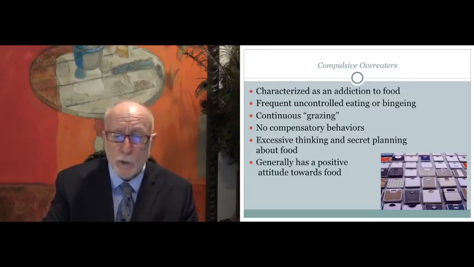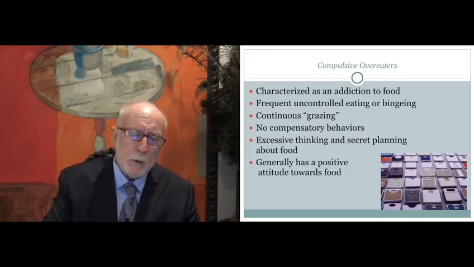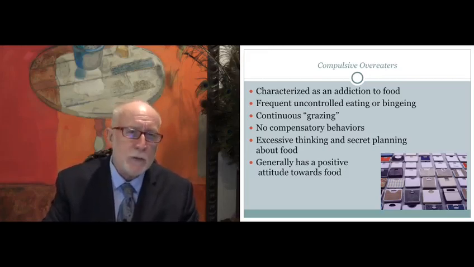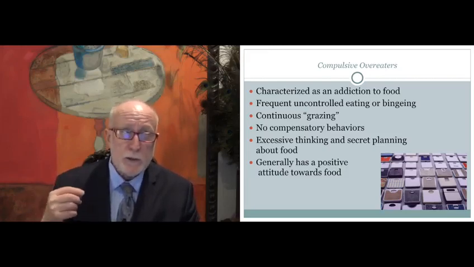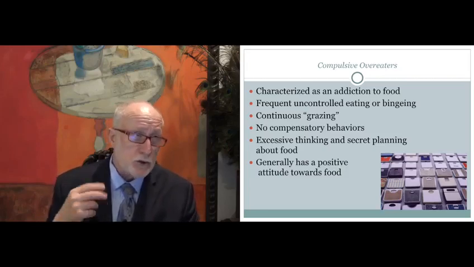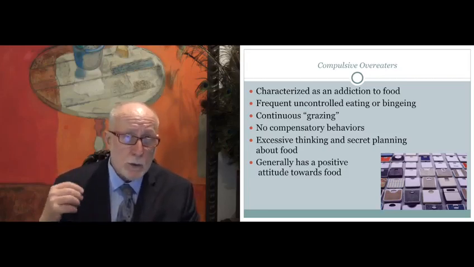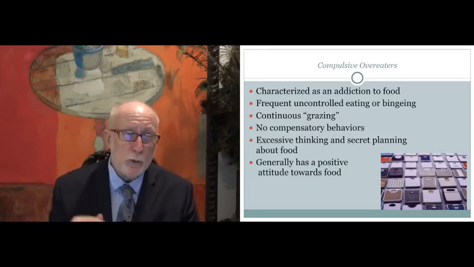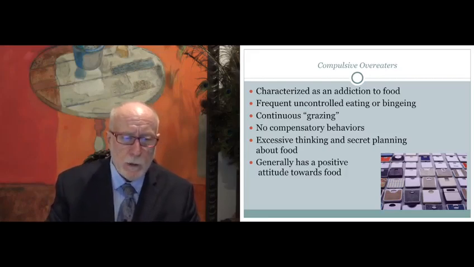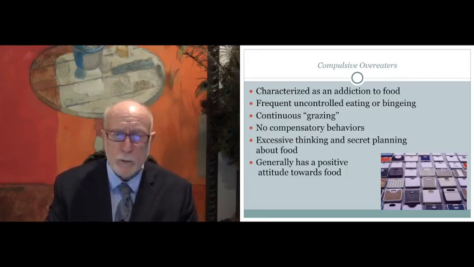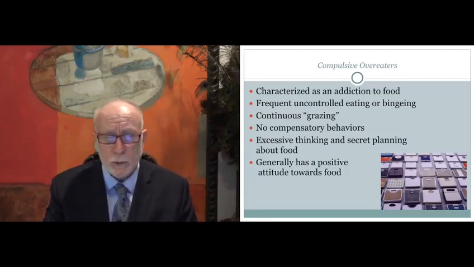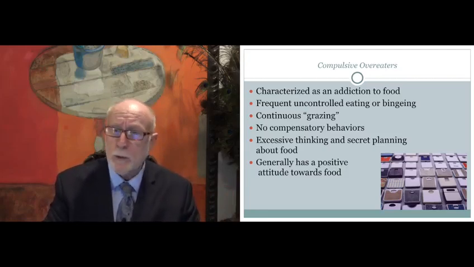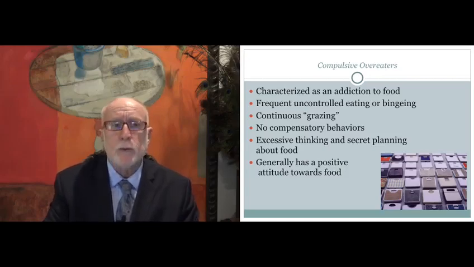A person engages in frequent, uncontrolled eating or binging, but very commonly they're also just continuously grazing. These people are thinking about food, ruminating about food, anticipating meal preparation and ingestion and digestion all the time. So their lives are occupied by food-related thoughts and behaviors. Importantly, there are no compensatory behaviors. If you're eating continuously and binging occasionally, then you are going to gain weight, and so these people invariably do become obese.